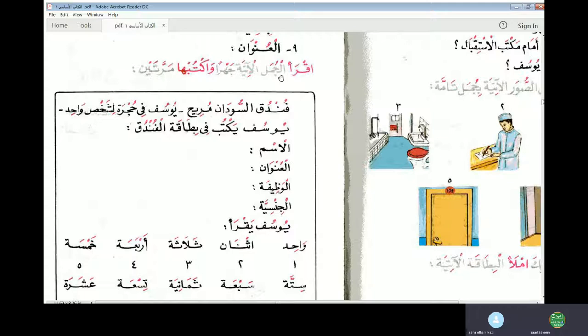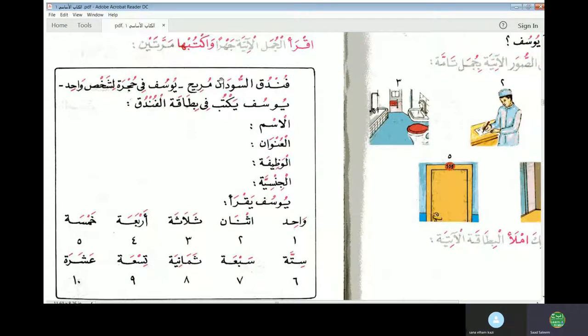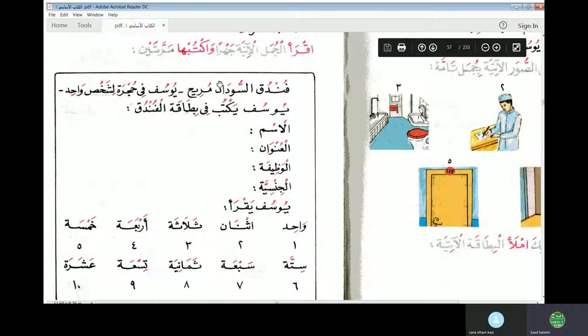Iqra al-jumal al-atiyata jahran wa uktubha marratayn. Read the following sentences jahran, in a loud voice, and write them again one more time, two times.